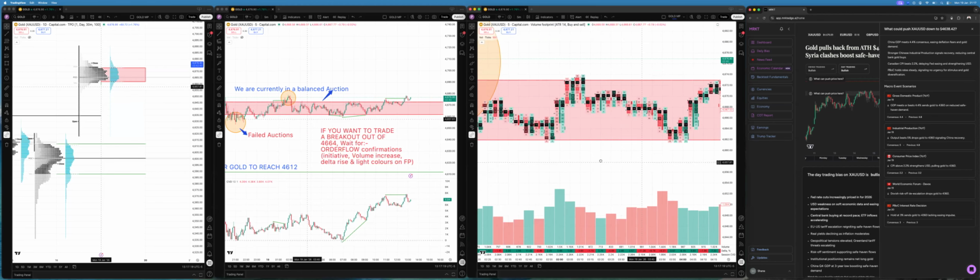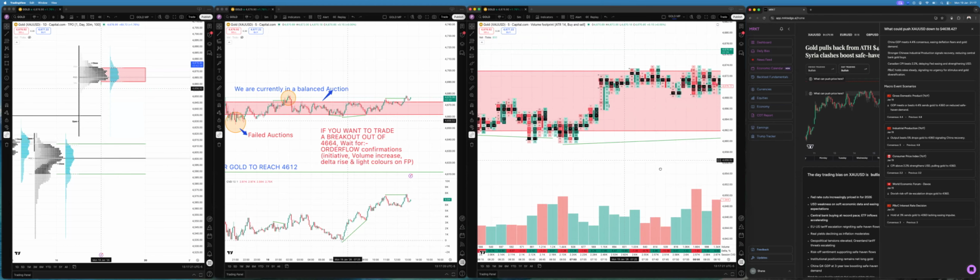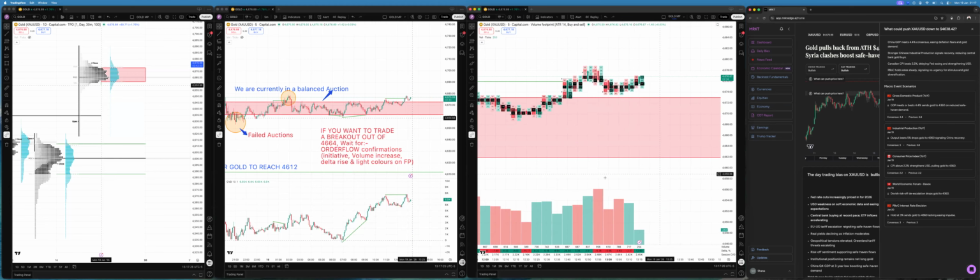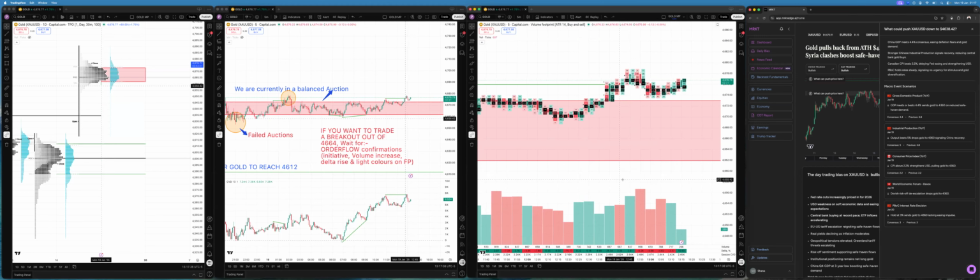Let me see if you're moving up with light colors. Yeah, on a retest, volume dropped. So as you're moving up, delta percentage is increasing. So I think we're done with today's class.